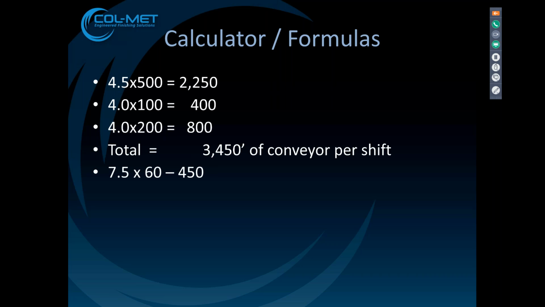A shift is 7.5 hours times 60 minutes per hour. That equals 450 minutes per shift. 3,450 feet of conveyor per shift divided by 450 minutes per shift equals 7.66 feet per minute needed to process these products.